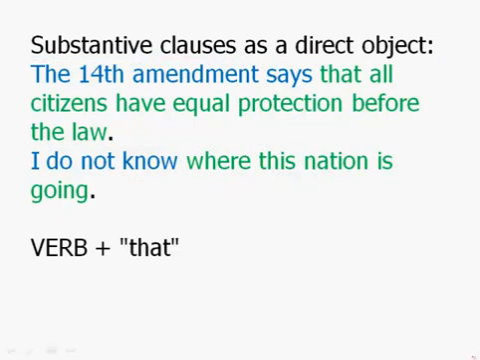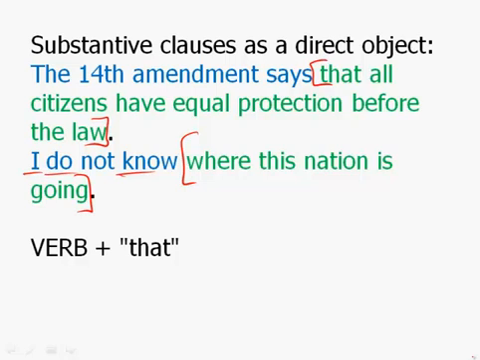A substantive clause can also act as the direct object of the sentence. So, for example, this sentence about the 14th Amendment, which is my favorite amendment: the 14th Amendment says that all citizens have equal protection before the law. So, 14th Amendment subject, says verb, and then the direct object. What is it that the amendment says? The thing that it says is this entire clause. Then we could also have, this would be a more cynical voice, I do not know where this nation is going. So again, subject, pronoun, verb, do not know, and then what is it that the speaker does not know? The direct object is that clause.